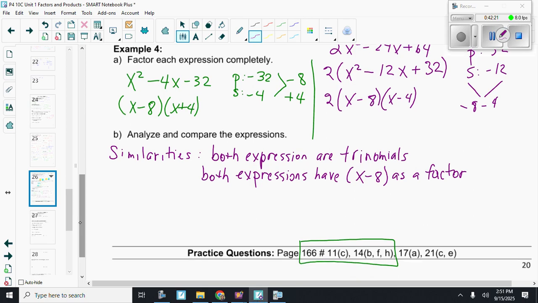Okay, let's look at differences. Whenever you see analyze, you guys know that that's 2 similarities, 2 differences. We're looking for 4 things with the word analyze. You could always also think of the words compare and contrast. Compare is what's the same. Contrast is what's different. Okay, so differences.